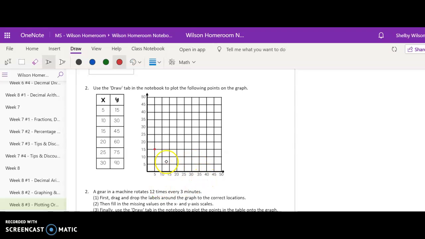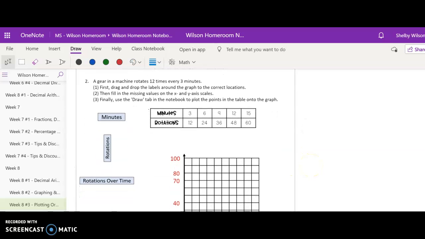I have my point. Now, one other thing you want to be careful of is once you're done with using the Draw feature, make sure you click on this little mouse icon over here. Otherwise, you're going to be stuck in the Draw feature. It won't let you get out of it unless you click on the mouse, and you don't want to have a bunch of drawings over your page like that. Okay?